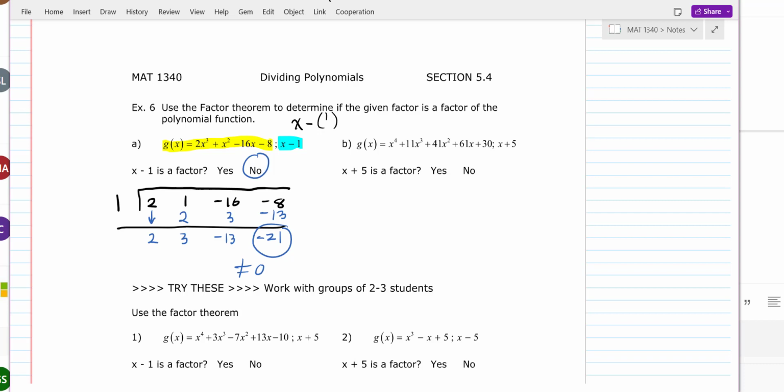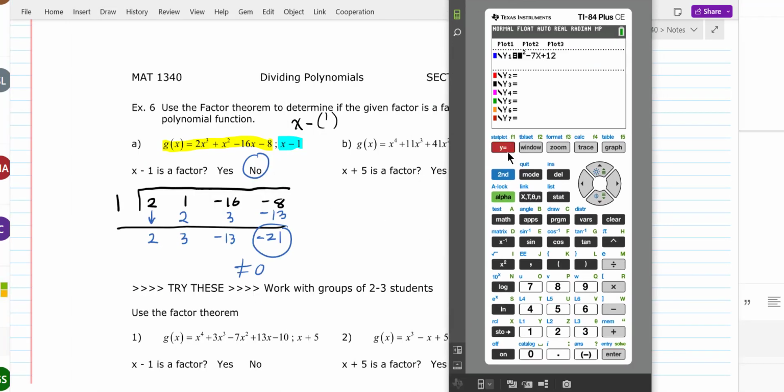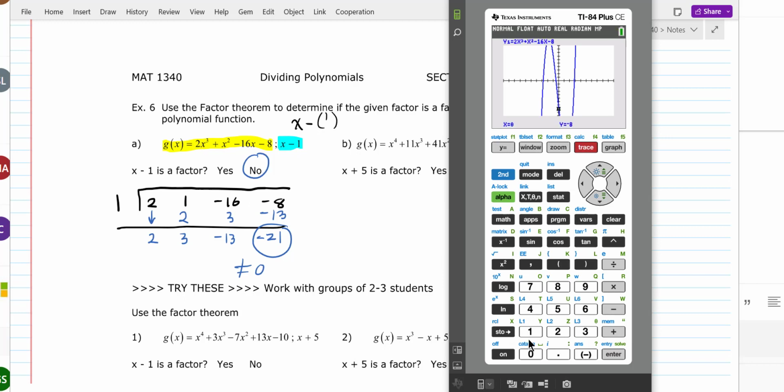All right, and what you would find on this, if you looked at this graphically on your calculator, and I think it's always really good to relate the graphs of these things. If I put in 2x to the third, plus x to the second, minus 16x, minus 8, and if I trace at 1, I'm going to see that's the same remainder. Okay, so that is not a factor of that polynomial.